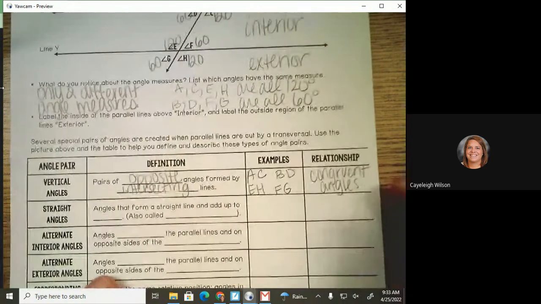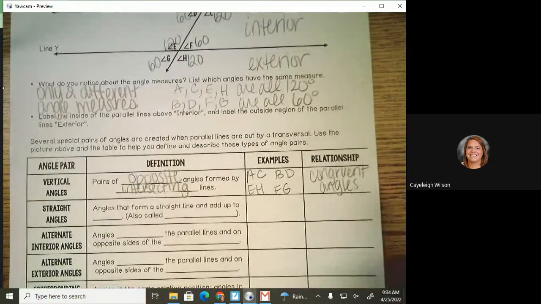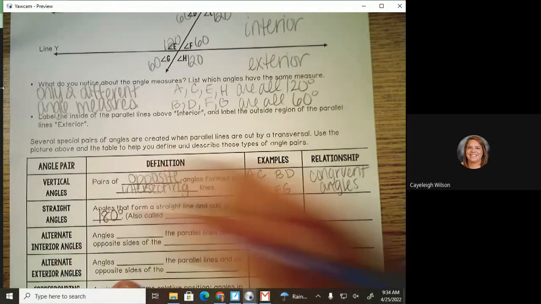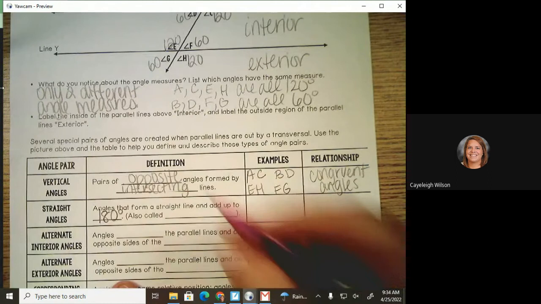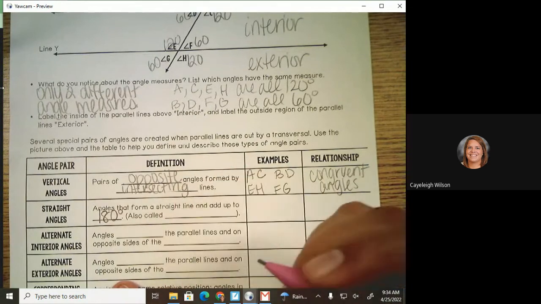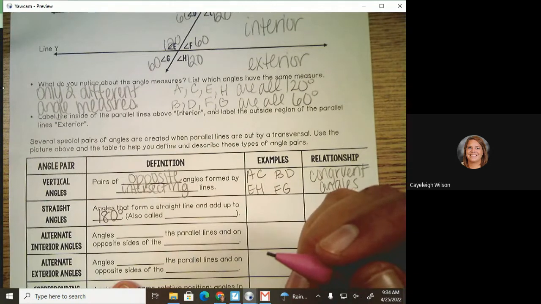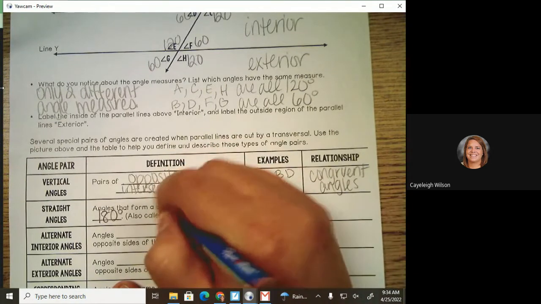All right, straight angles are angles that form a straight line and add up to 180. What's the word that describes angles that add up to 180? I know. Supplementary.